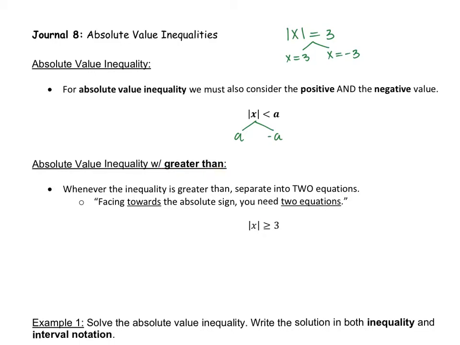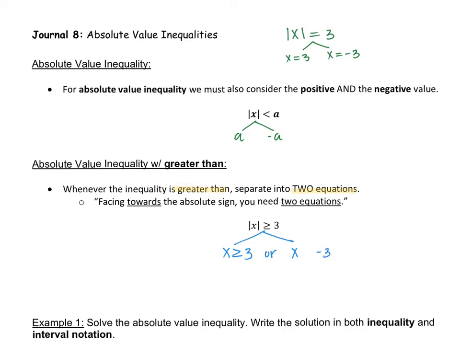That means that the inequality is facing towards the x or towards the absolute value. Anytime you have an inequality that's facing towards, or is greater than, then you have to separate it into two equations. So what that might look like is, let me write this out. Absolute value of x is greater than positive 3, so we drop those absolute value signs, and we're going to represent the positive 3 first, and then we also need to represent the negative 3.